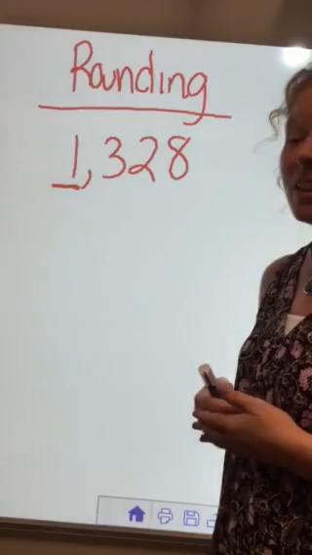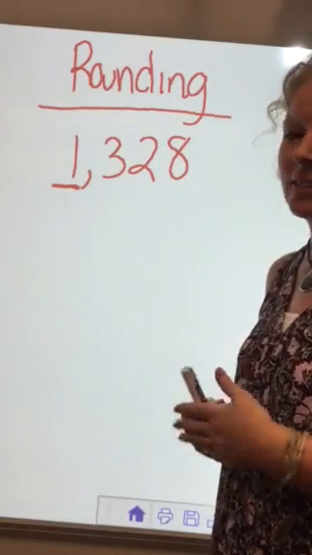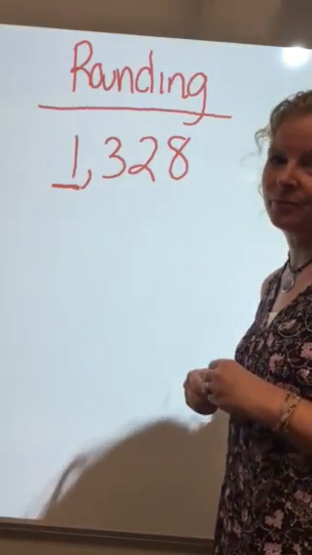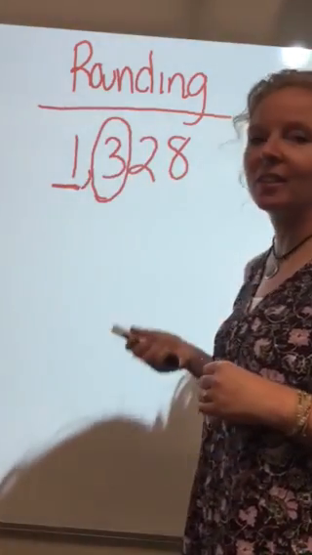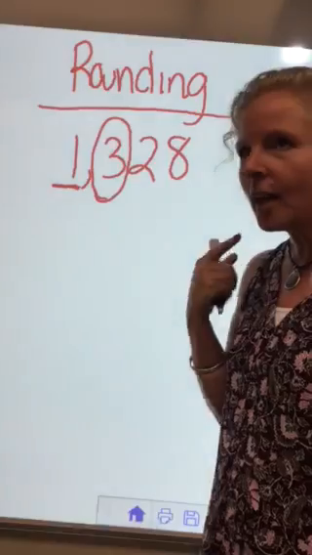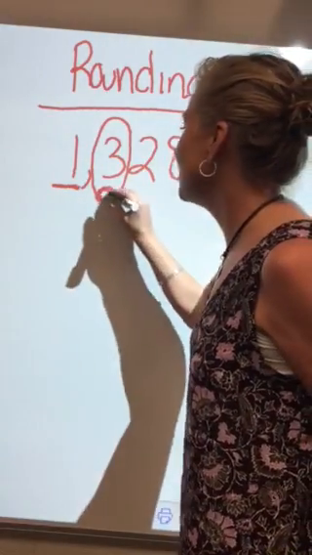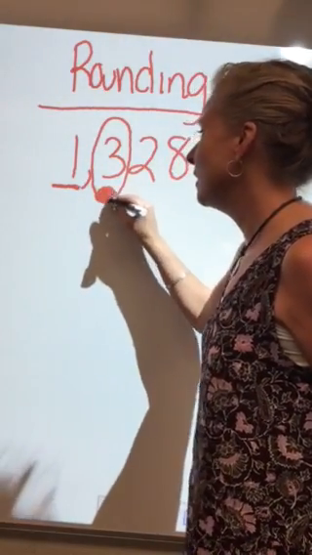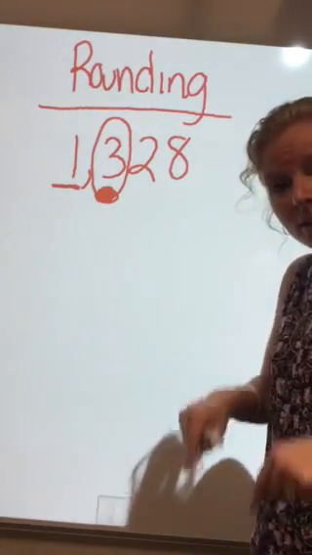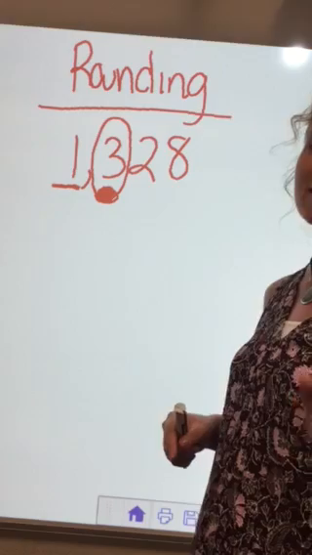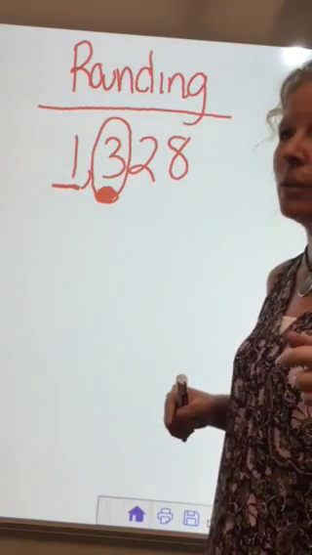After I do my underlining, we know what comes next. What happens next? That's right. You circle the number that's next to it. We look at the number that's next to it because that looks like an eyeball. And then we think, 1, 2, 3, 4, round them down, that's for sure. 5, 6, 7, 8, 9, round them up every time.